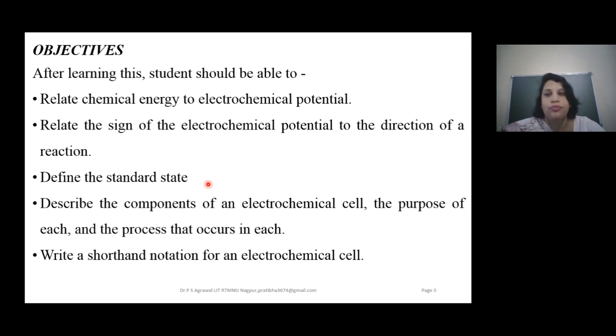Also, the various components of an electrochemical cell and the purpose of each and the process of occurring it. We can write down effectively the electrochemical cell, the various processes responsible for the conduction of electricity, and whether the chemical reactions and electrochemical reactions are reversible or irreversible.